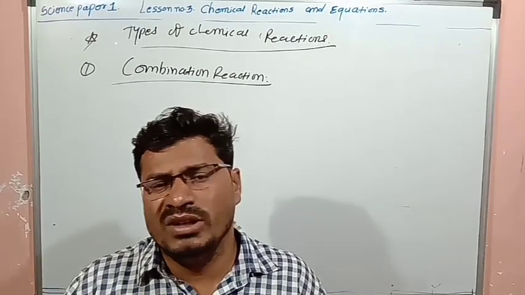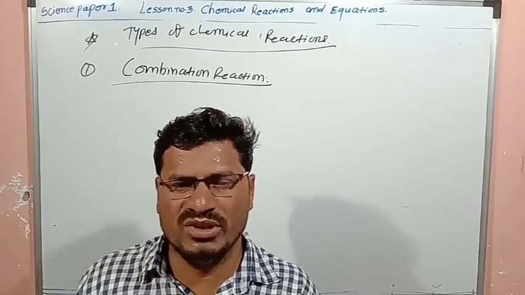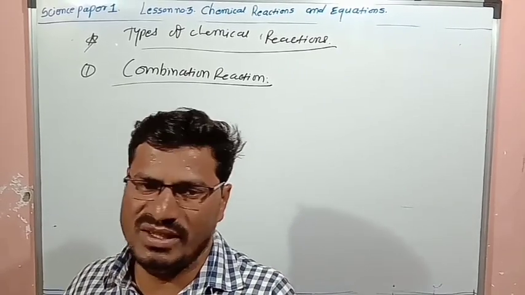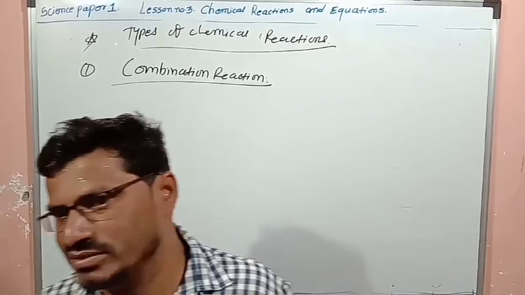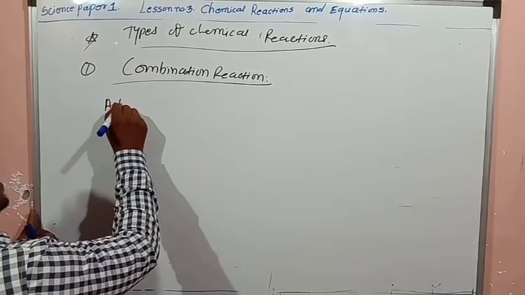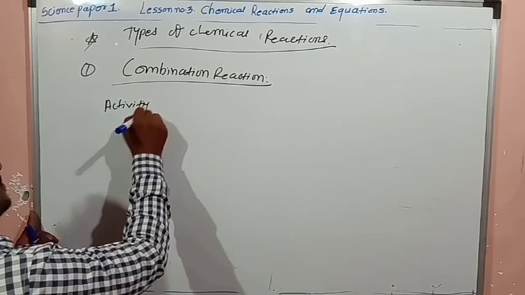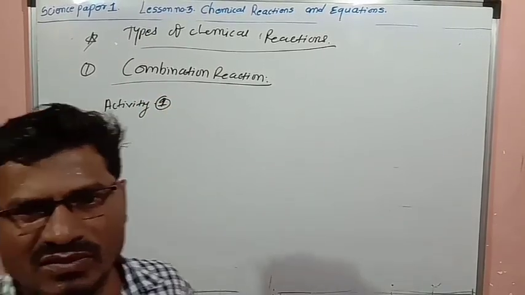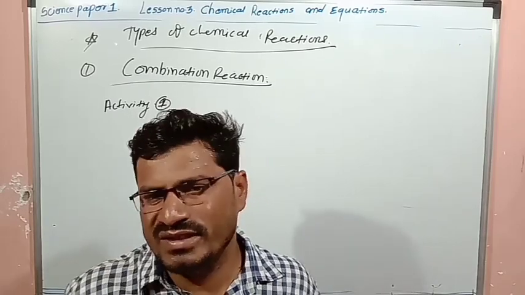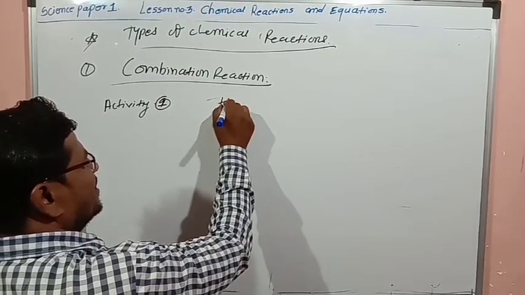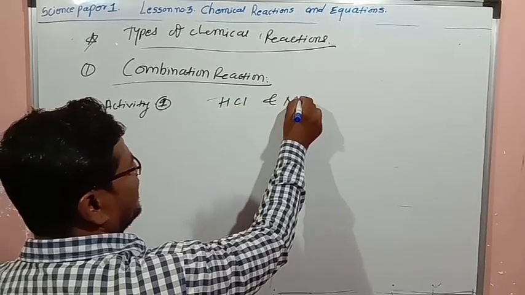In case of a combination reaction, some activities are given. So activity-wise we are going to learn, and then we'll take the definition. First activity: you have to take HCl and NH3. Which chemicals do you have to take? HCl and NH3.